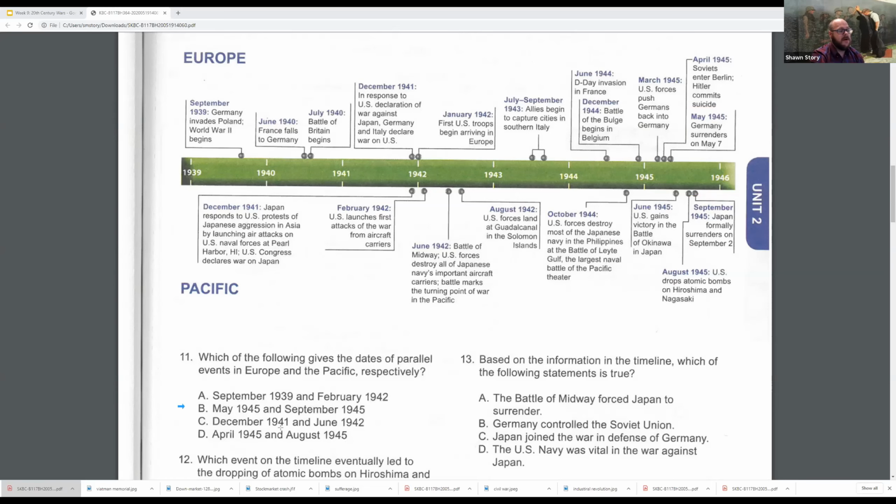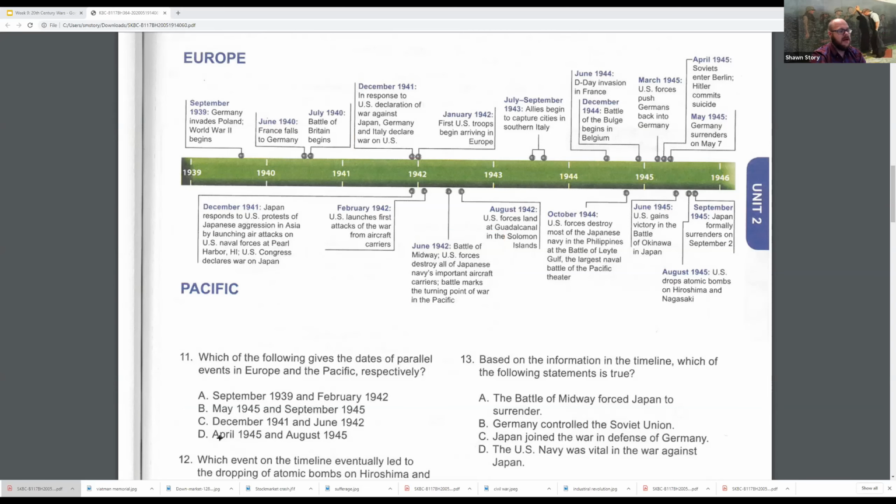Here we have December 1941. So December 1941, it says, in response to U.S. declaration of war against Japan, Germany and Italy declare war on the U.S. And then June 1942, Battle of Midway, U.S. forces destroy all of the Japanese Navy important aircraft carriers. Battle marks the turning point of war in the Pacific. I would say this is almost towards the end of the turning point, and this is more the beginning. So I would say, nope, those are not the same.